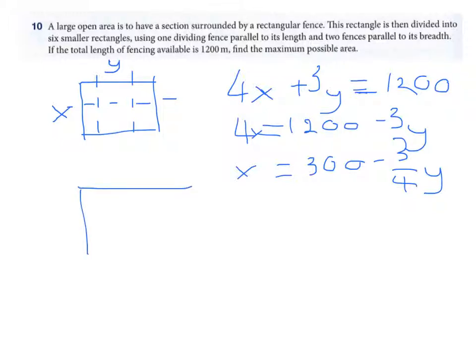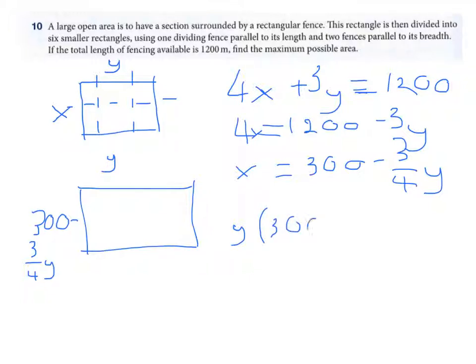Okay, so now that we have an expression for x in terms of y, we can rewrite this with our new diagram. We have the breadth, y, and our height, 300 minus 3/4 y. And as you know, area is length times breadth. We have a new equation of y times 300 minus 3/4 y, and this is equal to the area.